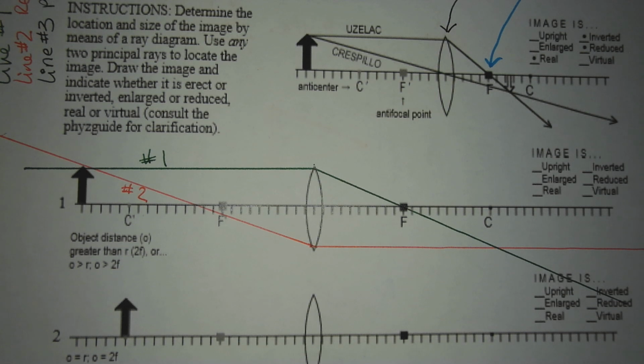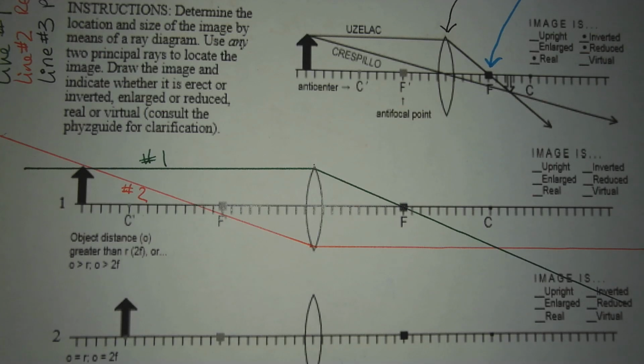Now line number 3, when I draw it in, is always my middle line. And what do I mean by the middle? Do you see how the first one touches the top of the lens? The second one touches the bottom of the lens. The third one always touches the smack dab middle of the lens. Boom, right there, smack dab middle.